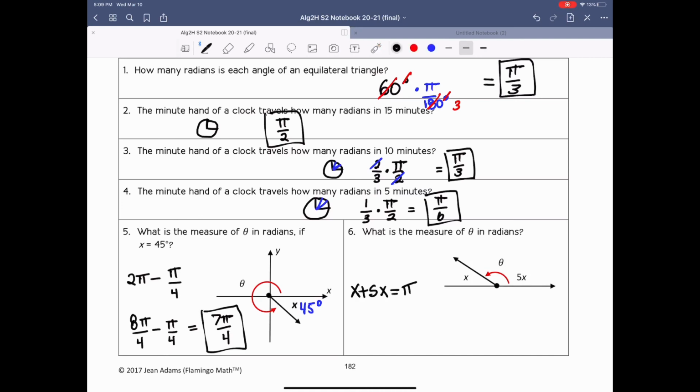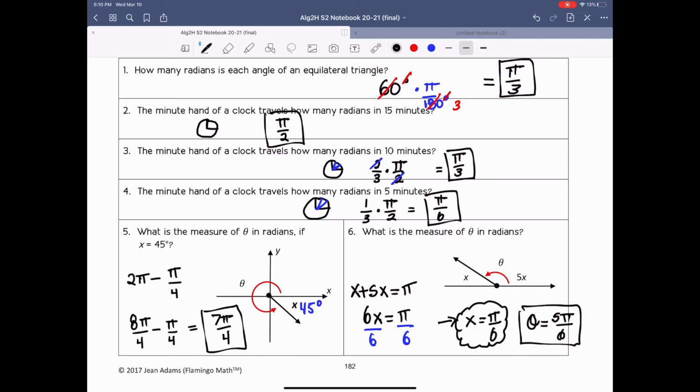So if we combine like terms, I'm going to get 6x equals pi, divide both sides by 6, and I find that x is going to equal pi over 6. So x equals pi over 6. So if x equals pi over 6, that's not my answer. The question was asking what is theta equal to, and theta is represented by 5x. So I'm just going to plug in pi over 6 for x, and I find that theta is equal to 5 pi over 6. And that's my final answer.